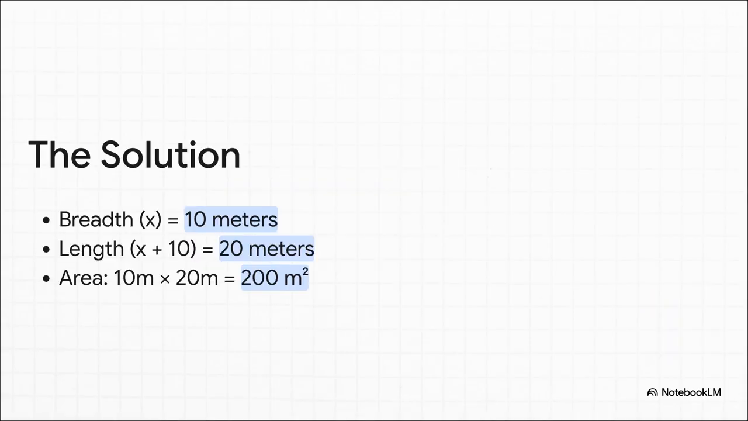And boom, there we have it. The breadth, our x, is 10 meters. The length, which was x plus 10, must be 20 meters. And just to check our work, does 10 times 20 equal 200? You bet it does. It all fits together perfectly. Our puzzle is officially solved.